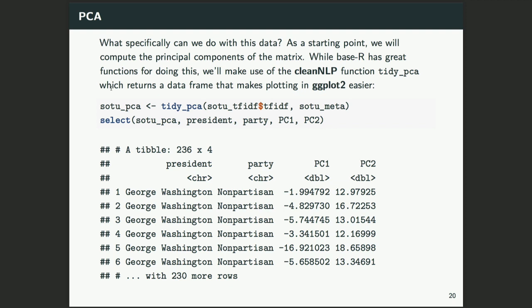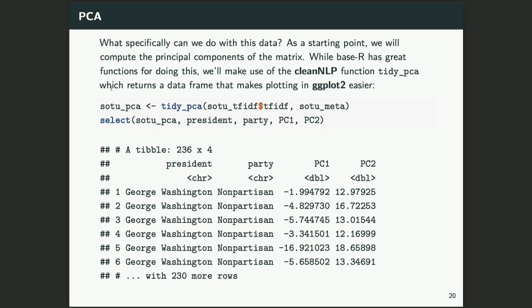I give it the matrix I want to do principal component analysis with. I give it all the metadata that I want to attach to it. So in this case, it's like the president's name, the speech year, the party of the president, etc. And that comes out. By default, it just finds the first two principal components, but I can make it find as many as I'd like.